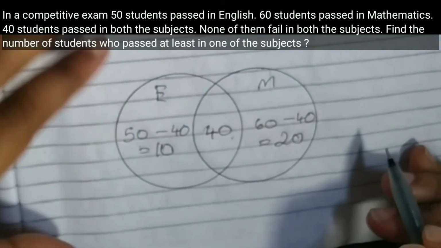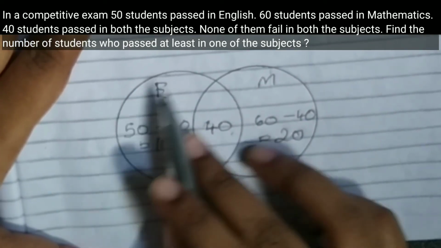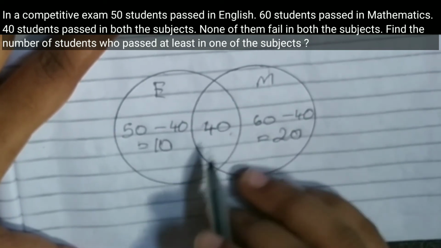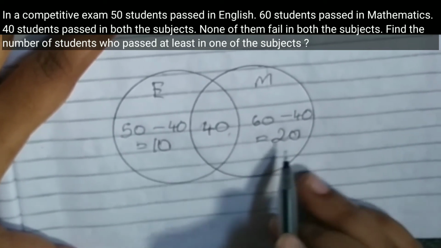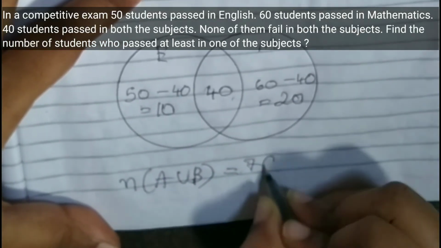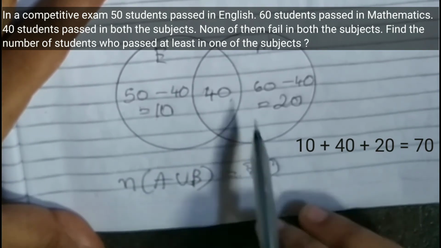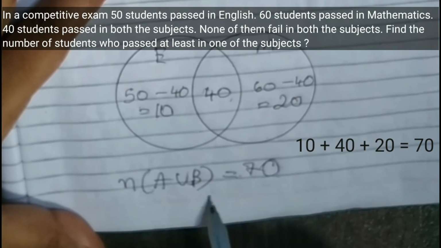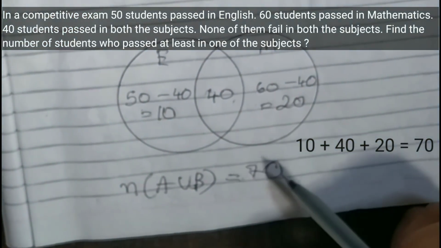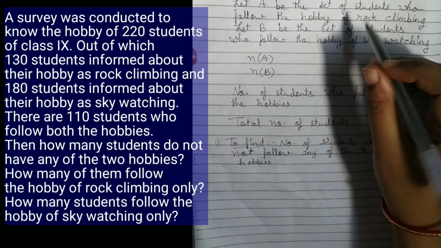If we take the union of these two sets, A union B means what? Students who passed in any one of the two subjects. Then how will we find it? We add all these elements, means 40 plus 10 is 50, plus 20 is 70. So it is equal to 70. If we add all this, we will get 70. That is the number of elements in A union B. Okay, so this is how we can see this with the Venn diagram also. Now we will solve one more word problem.